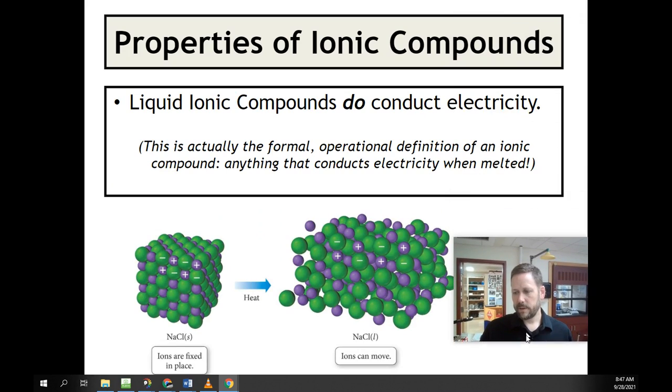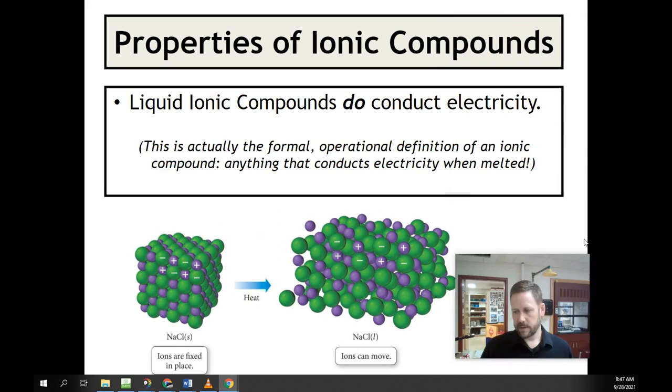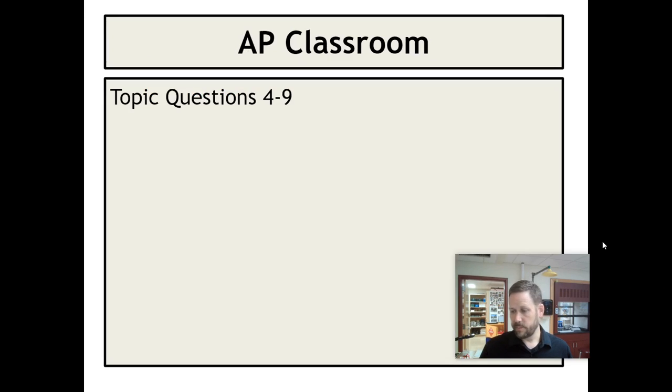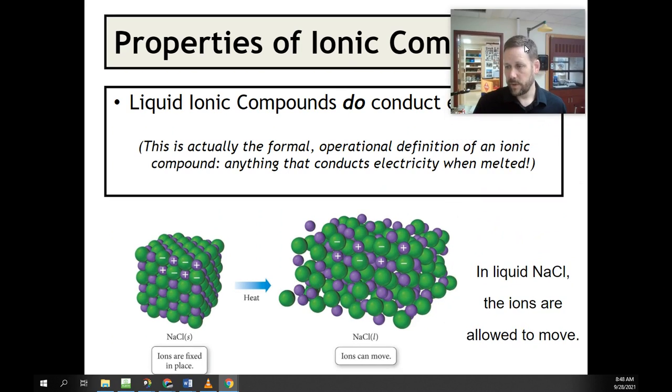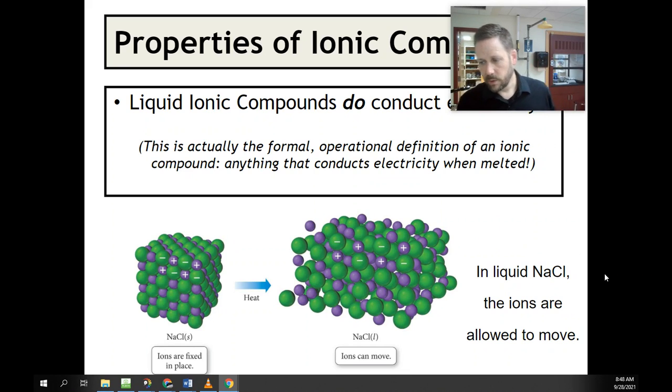Finally, what about a liquid ionic compound? We do not melt salt very easily. It's got a very high boiling point, like we mentioned before. But when ionic compounds melt, those ions are free to move. And that is actually the formal operational definition of an ionic compound: that it will conduct electricity when it's in its molten state. So molten ionic compounds, because the ions are free to move around, will conduct electricity.